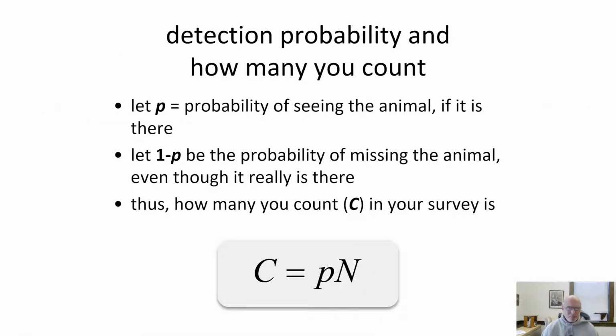Okay. So what does that do for us? What do we actually do with that basic idea that you don't detect everybody? Well, what we want to do is quantitatively take into account that you don't necessarily detect everyone. And so we're going to introduce a parameter P, which is the probability of seeing or detecting the animal if it in fact is there. So in the context of the typographical error problem, it's the probability of detecting the error if it's there.